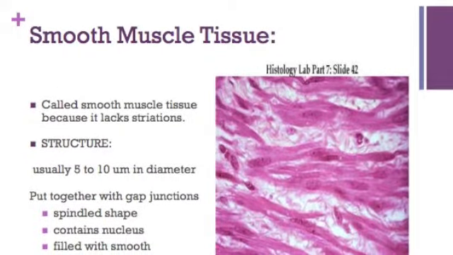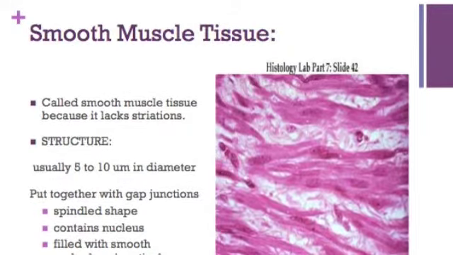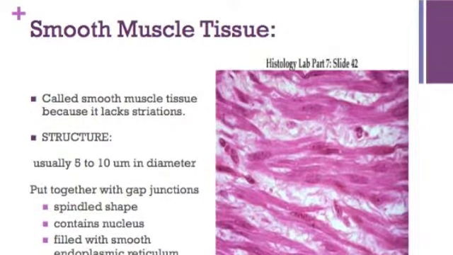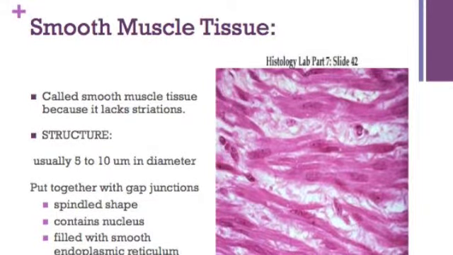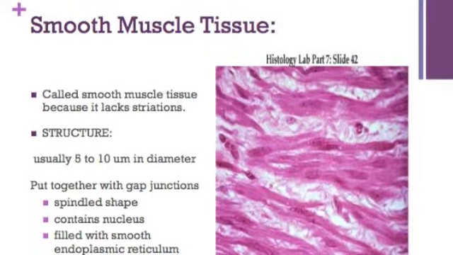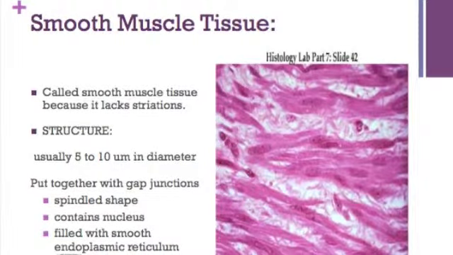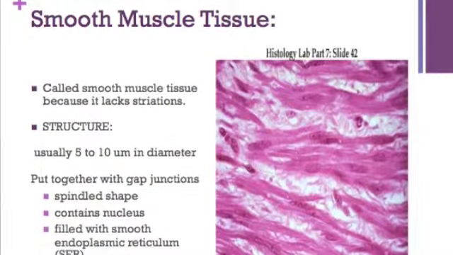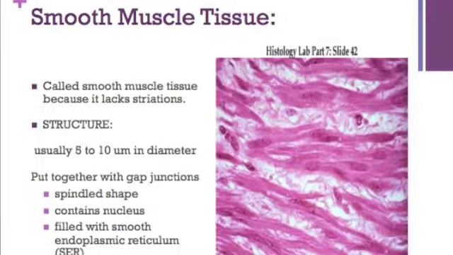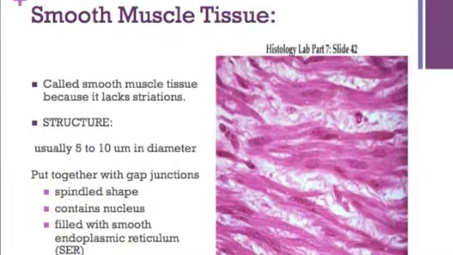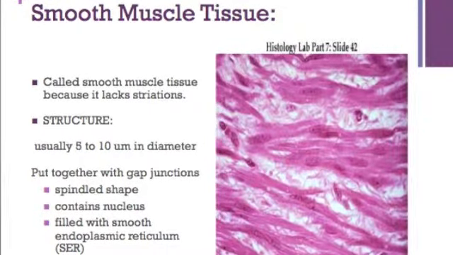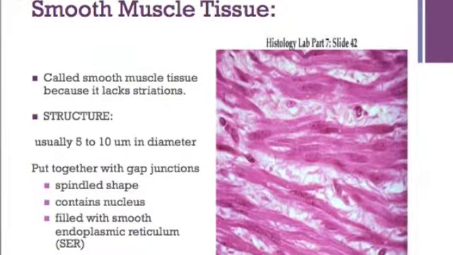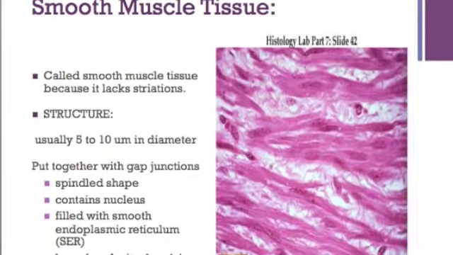It is called smooth muscle tissue because it lacks striations. Striations are thread-like cells that have alternating light and dark cross markings. Usually, smooth muscle tissue is 5 to 10 µm in diameter, which means that smooth muscle tissue is smaller than skeletal muscle tissue. It is put together with gap junctions, and if you remember from the cells unit, gap junctions are channels that are linked to the cytoplasm of adjacent cells.